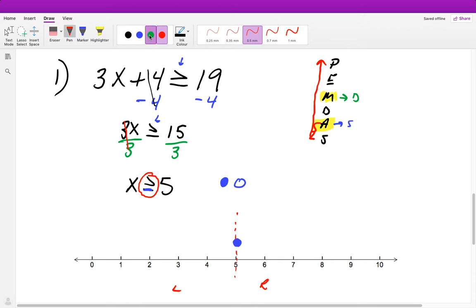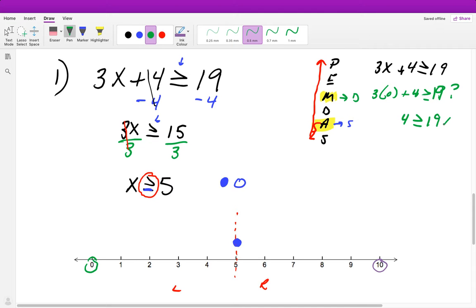Now I'm going to pick two different numbers. I'm going to pick 0, and then I'm going to pick 10, just because I feel like those are easy numbers to work with. First, let me plug in the 0. Remember, we plug it back into our original problem. If you make a mistake somewhere with your work, you'll be able to see by plugging it into the original that you did make a mistake. So we ask ourselves, is 3 times 0 plus 4 greater than or equal to 19? Well, 3 times 0 is 0, 0 plus 4 is 4, and 4 is not greater than or equal to 19.